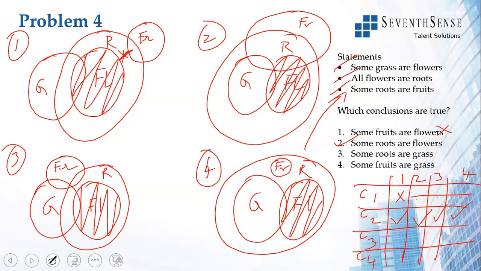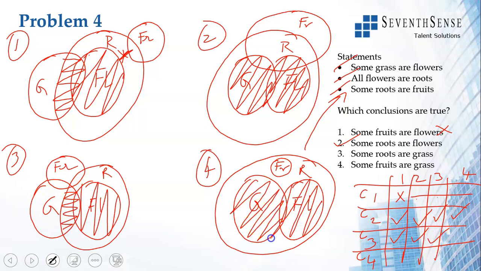Some roots are grass. Here I have some roots as grass, this area. Okay, here I have some roots as grass, which is this area. So I mark it as true in both the places. Some roots are grass, I have marked it here, true. And yes, it is true here as well. So in all 4 it is valid, hence this conclusion is also true. Some roots are grass is true.